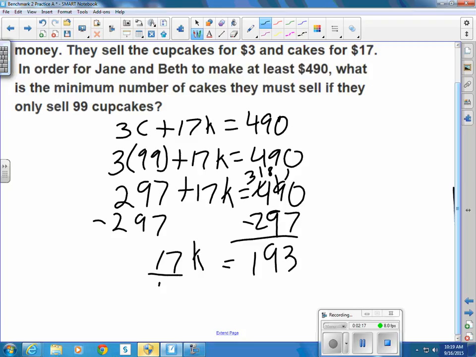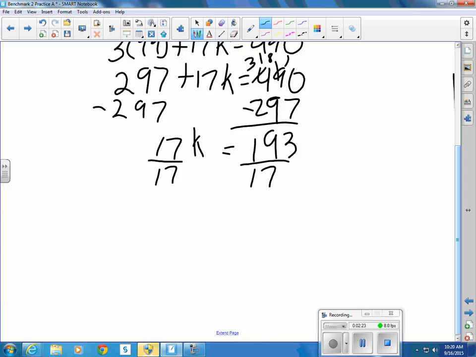And so if I divide each side by 17, I should solve for the number of cakes. And so K equals 11.4. Well, if we say what's the minimum number of cakes, then that's actually going to be 12 cakes, right?